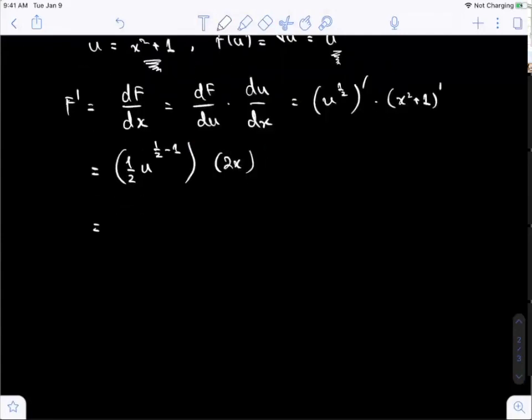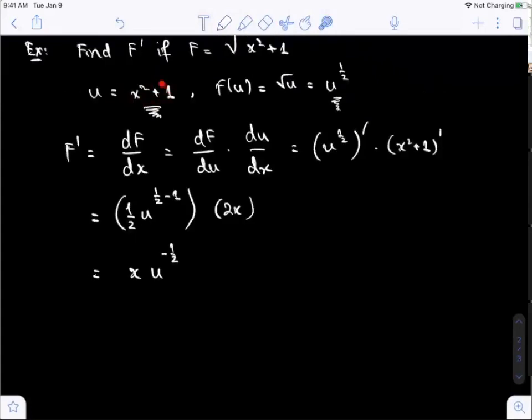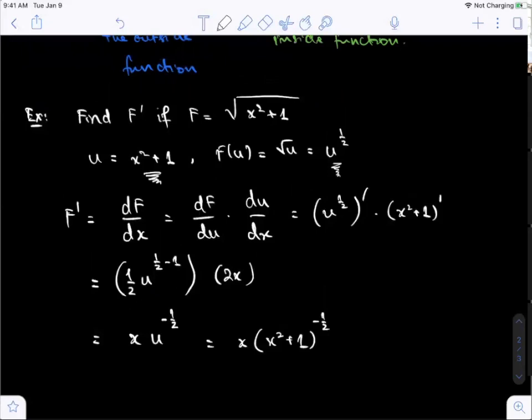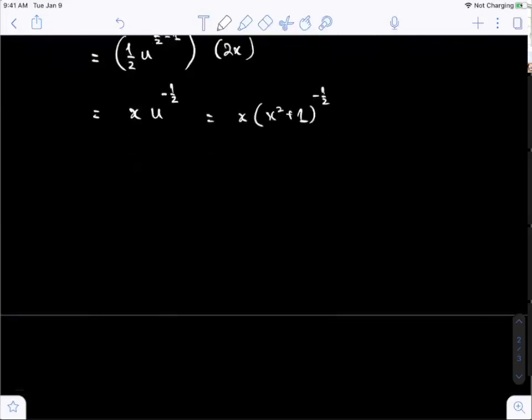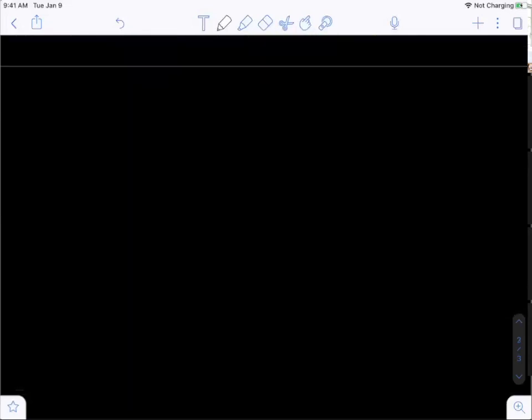Well, you simplify this and you get x times u to the negative 1/2. But what is u equal to? u is equal to x squared plus 1. So substitute that back into the result. You get x times x squared plus 1 to the negative 1/2. Just keep in mind that the derivative of composite functions, or the chain rule, is going to be the derivative of the outside function multiplied with the derivative of the inside function. And that's it. So let's take a look at another example here.